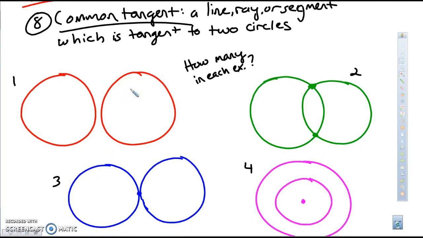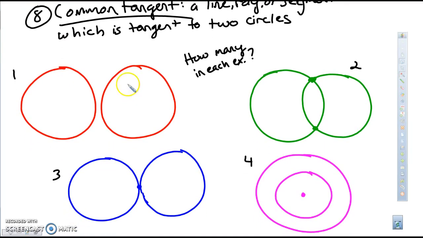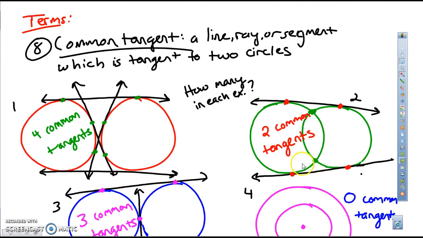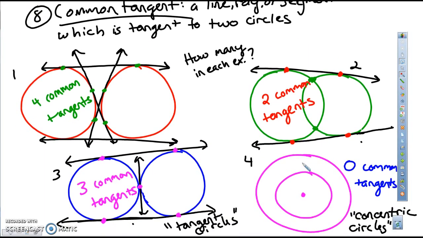And so what I want you to do now is pause the video one more time and see if you can draw in and determine how many possible common tangents there are in each of these examples. So go ahead and pause the video. All right, so this is the solution you should have. And if you want to look in your book, this exact example is on page 653. It's basically exactly the same, but I threw in this one as a little bonus.